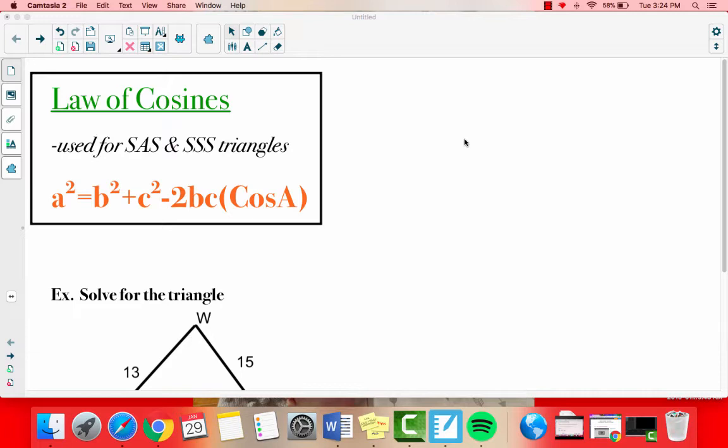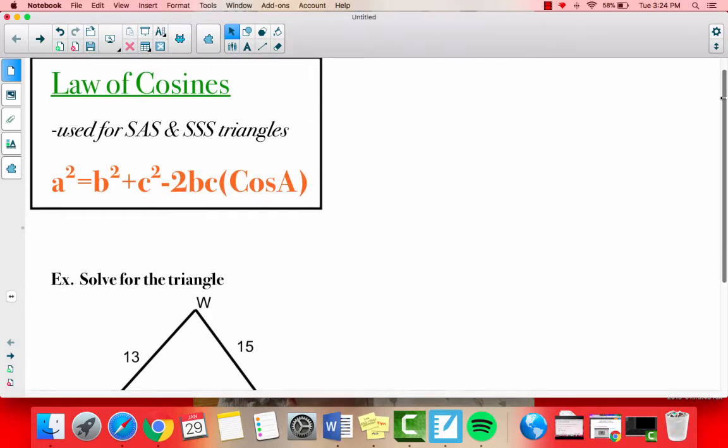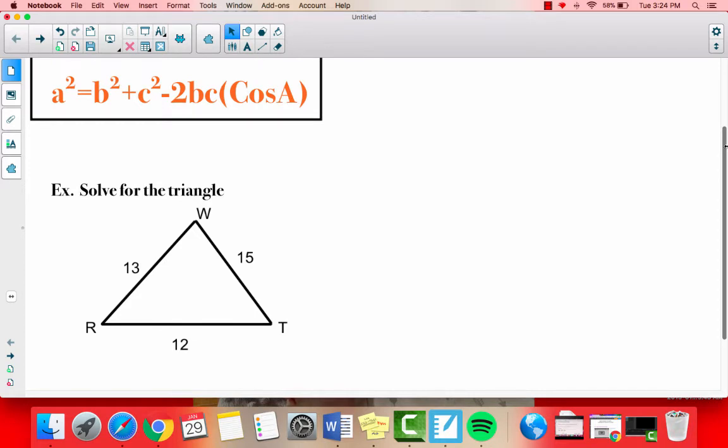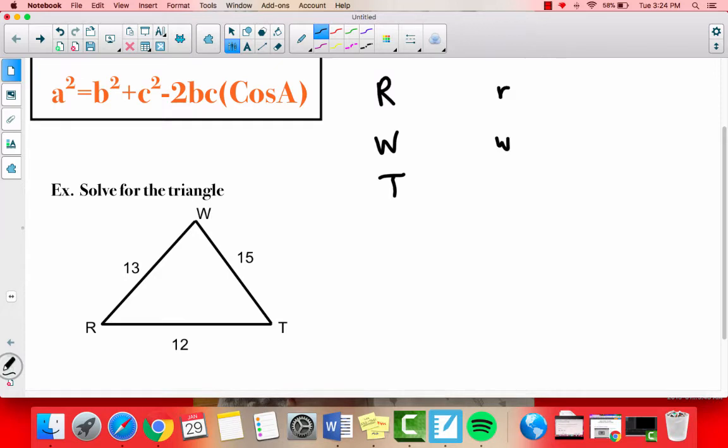Okay? Really what I want to go through today is just one example, and it's going to be showing you how you can use the law of cosines. And just like the law of sines, we're going to start off by taking all of the information that we're given in the picture and putting it into a chart. So we've got here angles R, W, and T, and then we've got the sides R, W, and T. And what we're given here is all three sides. I'm going to go ahead and label those. Side R is 15, side W is 12, and then side T is 13.